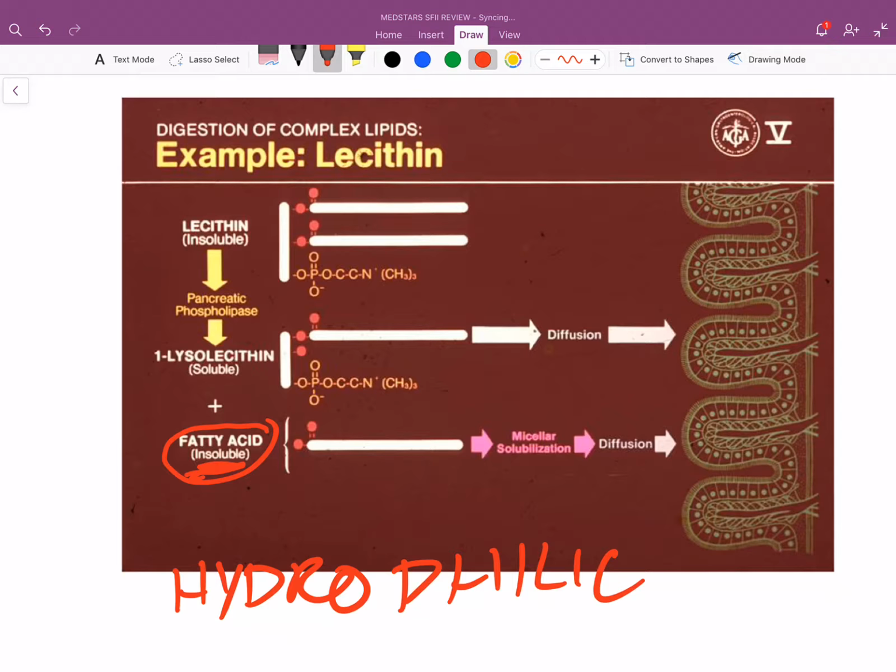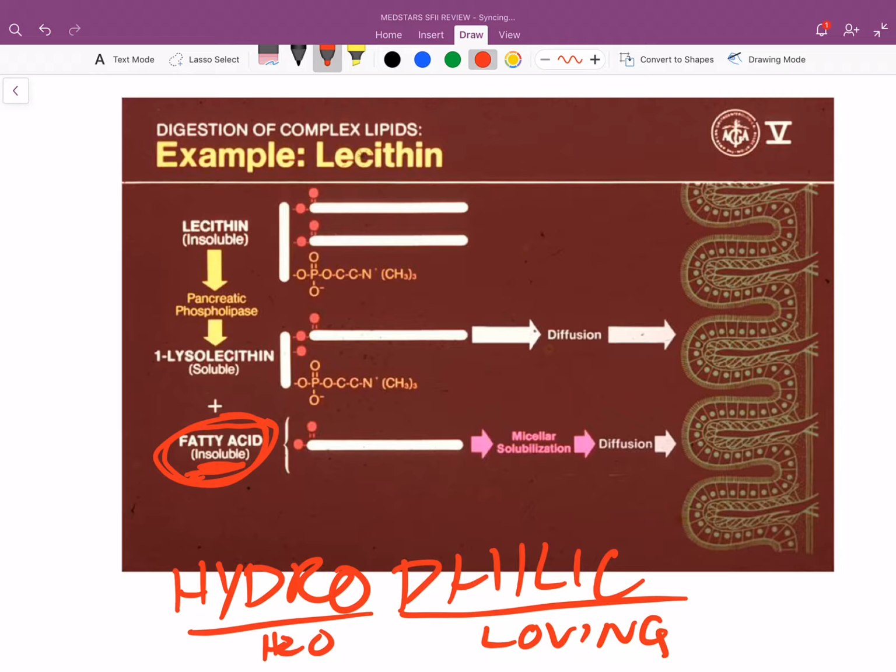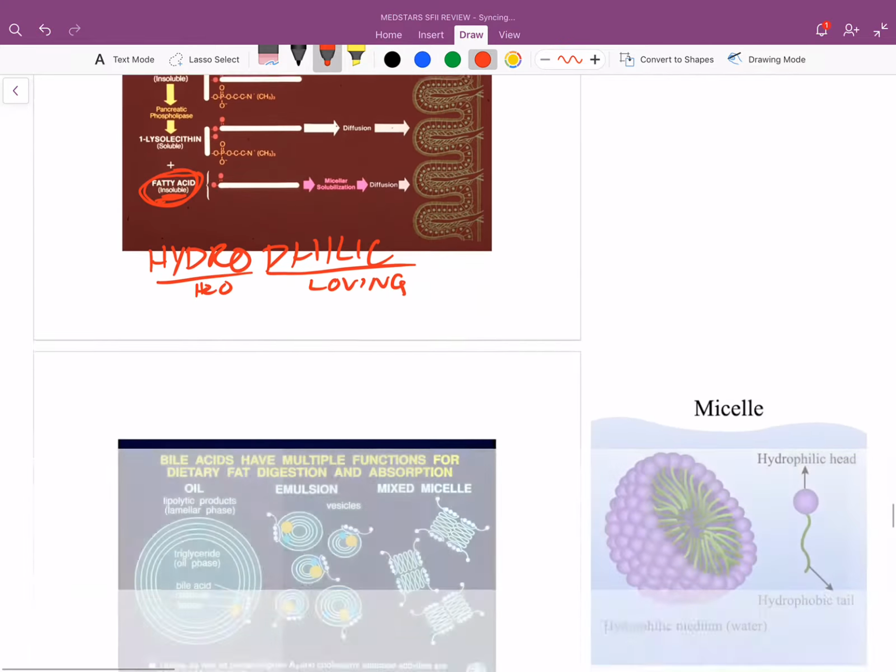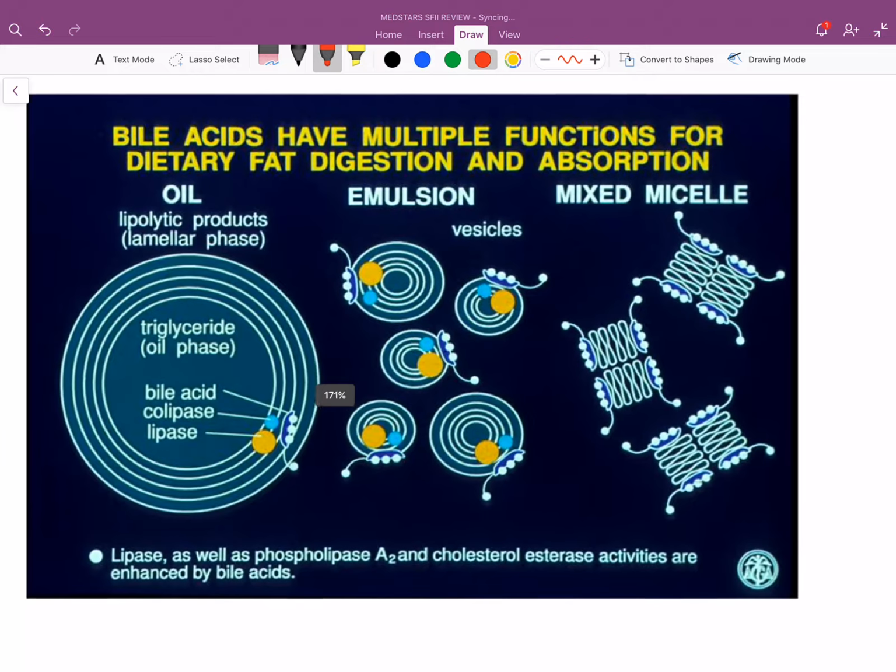So hydro meaning water, and then philic is Latin for loving. So we can only absorb water loving things, and unfortunately fat is hydrophobic, water hating. So how do we absorb fat? What's the mechanism behind that? The way that happens is through micelles.